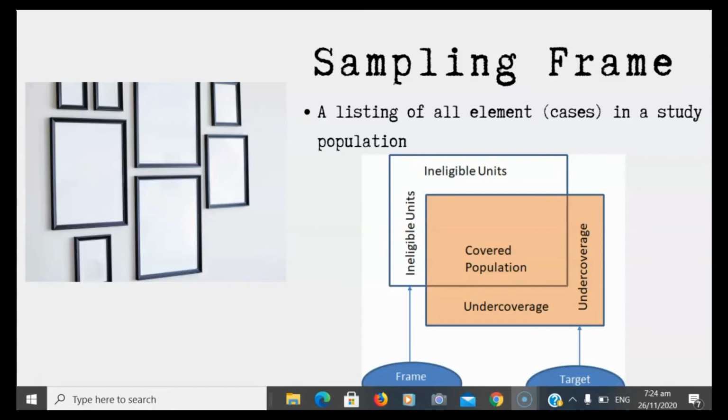Then we look to the sampling frame. A sampling frame is a listing of all elements or cases in a study population. This diagram shows the coverage of a target population by a frame. A target population element that is in the sampling frame is covered. Undercoverage is the fraction of the total population not covered by the sampling frame. Meanwhile, ineligible units are those elements in the sampling frame that are not part of the total population.